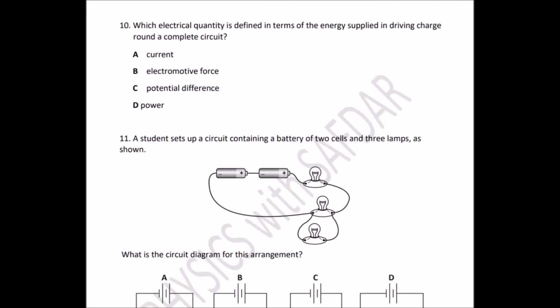Question number 10. Which electrical quantity is defined in terms of the energy supplied in driving charge around a complete circuit? And you have 4 options. Remember this formula, energy supplied per unit charge.